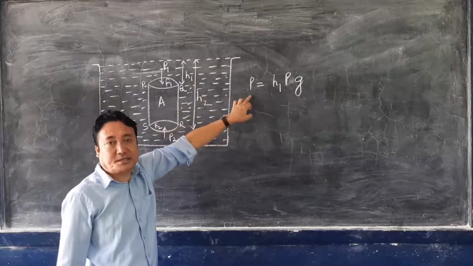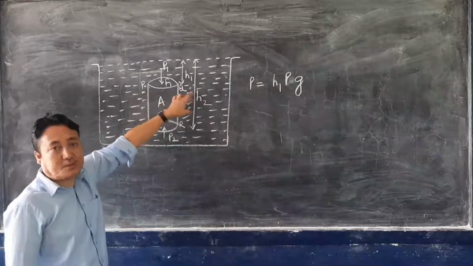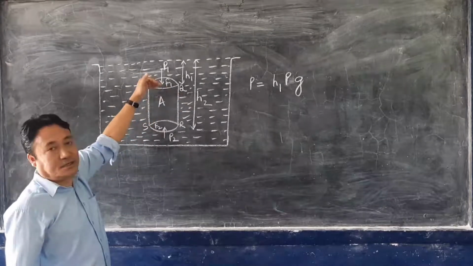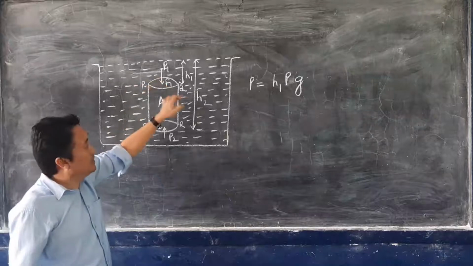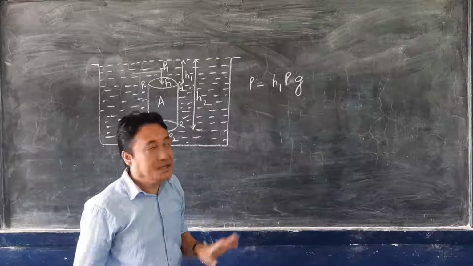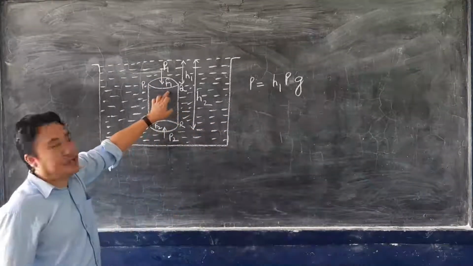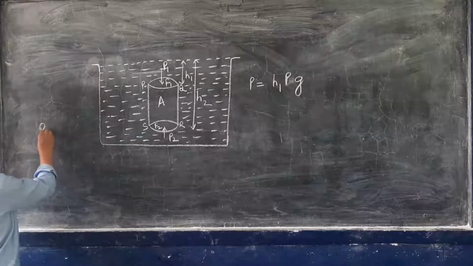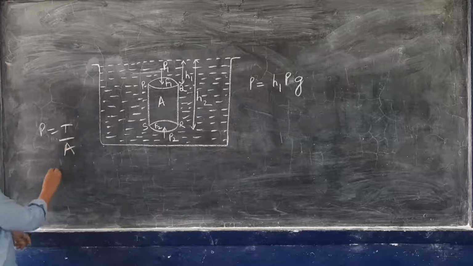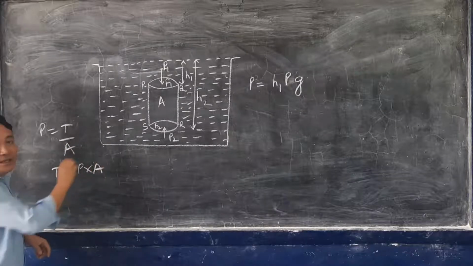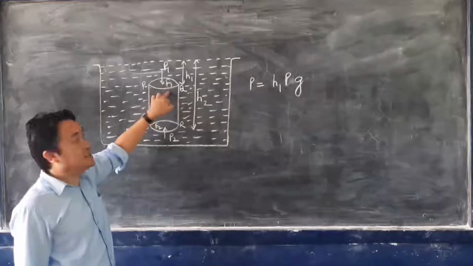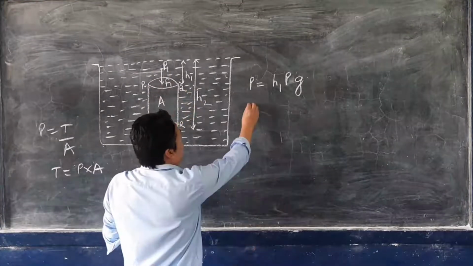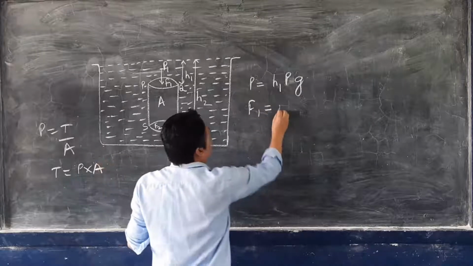So first we calculate the pressure at the height of h1, that is at the uppermost part of this cylindrical vessel PQ. So P equals h1 rho g. Then again, the thrust will be exerted here. Thrust is the force. We know that pressure equals thrust divided by area, so thrust equals pressure into area. So let us consider the thrust, and the downward force will also be exerted here.